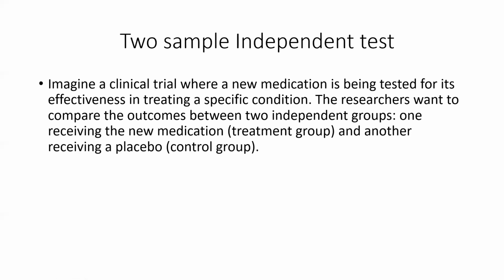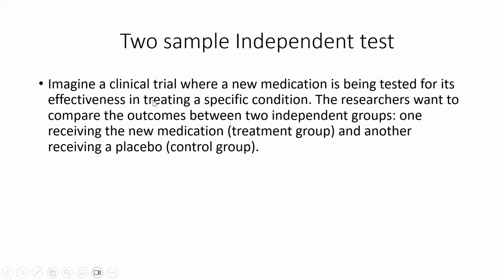And for the two sample independent test, two sample means you will have two groups, like vaccine versus placebo or the vaccine versus comparative vaccine. You will have two independent groups. Whenever you have two independent groups, then only you can use a two sample independent test.